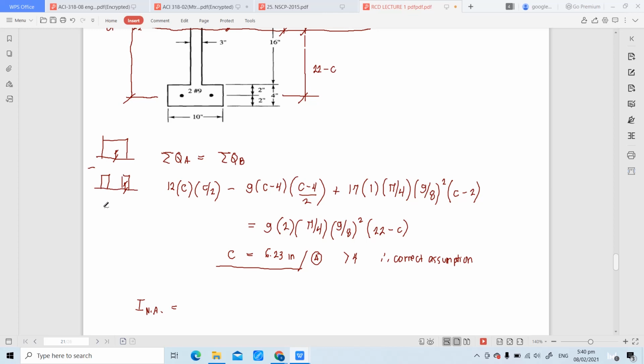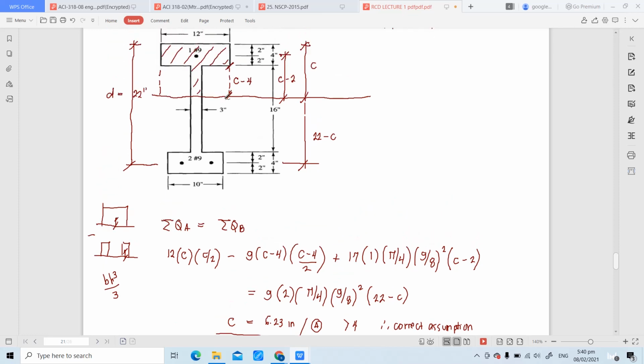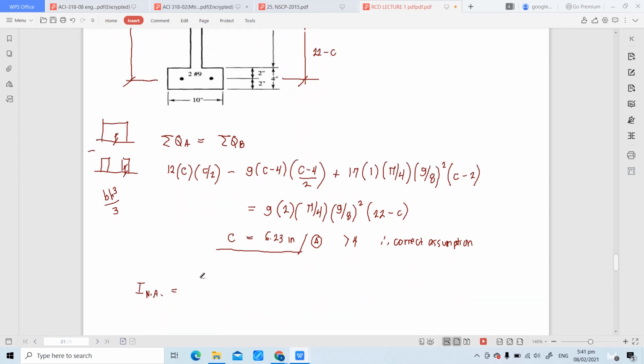So, kapag kukunin natin moment of inertia nila, that is BH cubed over 3, di ba? That is already a derived formula. Ano yung base ng malaking rectangle? That is a base of 12, di ba? A height of C. So, BH cubed over 3, that is 12 multiplied by 6.23 raised to 3 over 3, minus yung moment of inertia ng butas na dalawa.